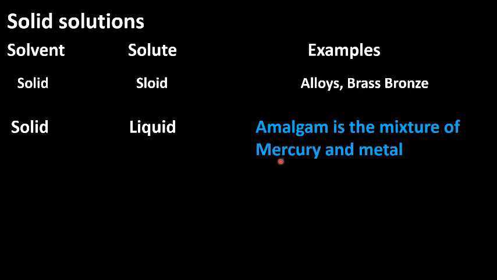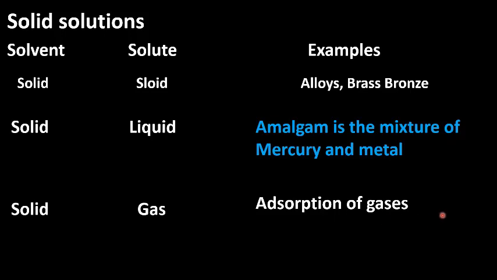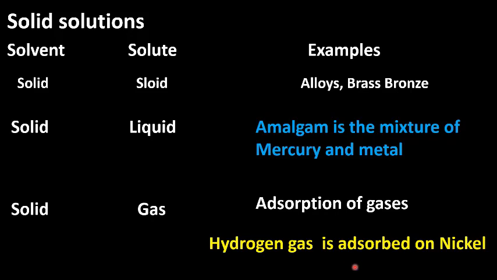So mercury is the liquid solute and the solid is metal. Zinc amalgam is an example of a solid solution in which zinc is the solvent and mercury is the solute. And solid-gas: an example for this is adsorption of gases. Gases are adsorbed on metal surfaces. For example, hydrogen gas is adsorbed on nickel in the process of hydrogenation of unsaturated hydrocarbons into saturated.